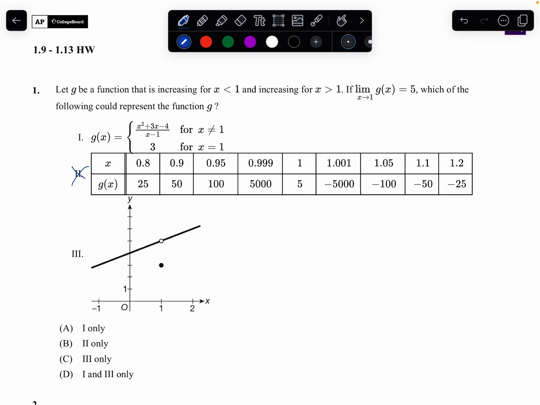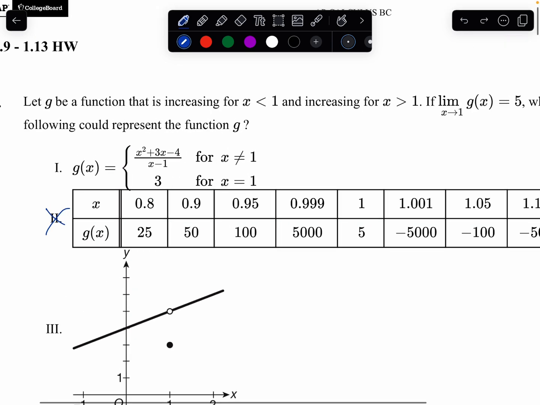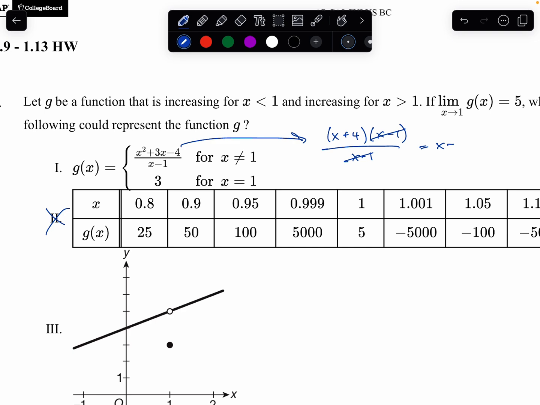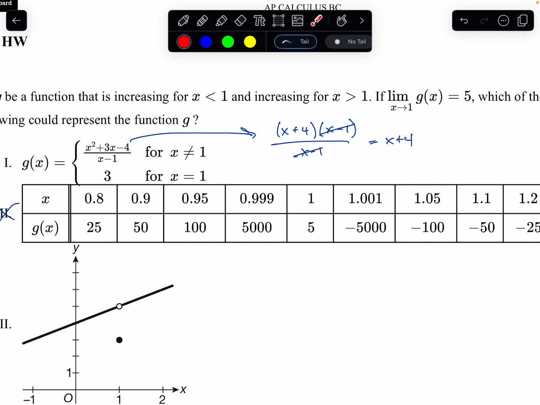And looking at option 1, let's evaluate this limit. It is a piecewise function. I'm going to take a look at this right here, and I'm going to factor that. So that becomes x plus 4 times x minus 1 over x minus 1. So those cancel, and I'm left with x plus 4. So this is a linear line, x plus 4, right? And then it says that at x equals 1, it's equal to 3, okay?